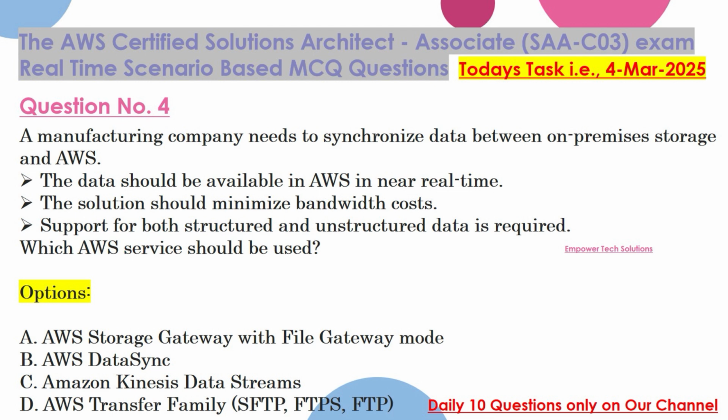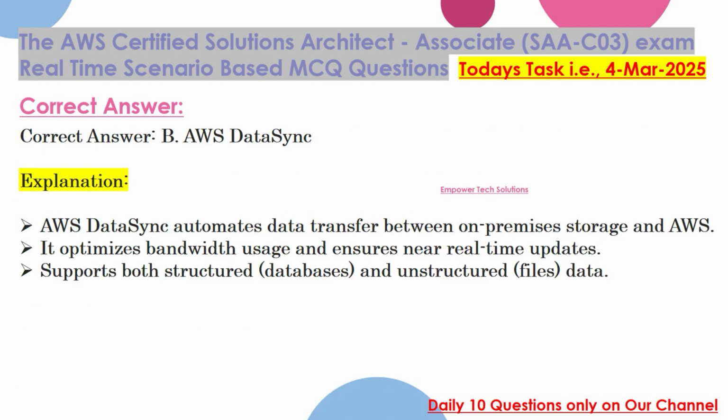Options: A. AWS Storage Gateway with File Gateway mode. B. AWS DataSync. C. Amazon Kinesis Data Streams. D. AWS Transfer Family: SFTP, FTPS, FTP. Correct answer: B. AWS DataSync.